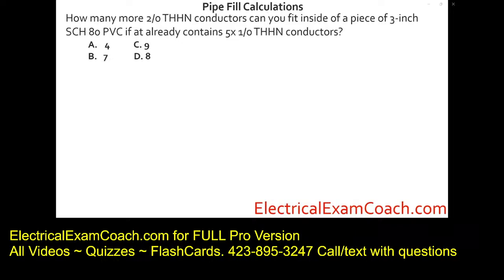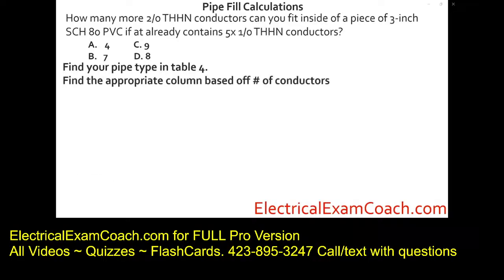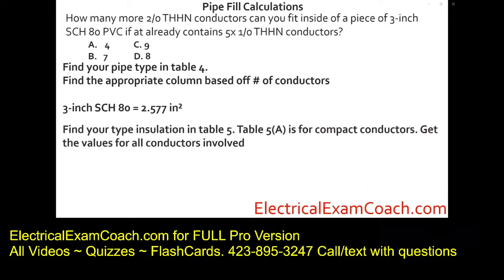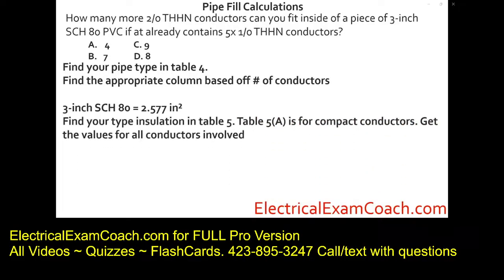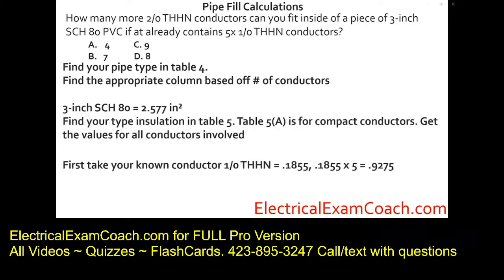How many more 2-aught THHN conductors can you fit inside of a piece of 3-inch Schedule 80 PVC if it already contains 5 1-aught THHN conductors? Well, what we're going to do is we're going to go to Chapter 9, Table 4 and find our pipe. Then we're going to find the appropriate column based off of our number of conductors. And we're going to find that for 3-inch, here is the value. Then we're going to go find our type of insulation in Chapter 9, Table 5. Go ahead and get all of the values for conductors that are involved.